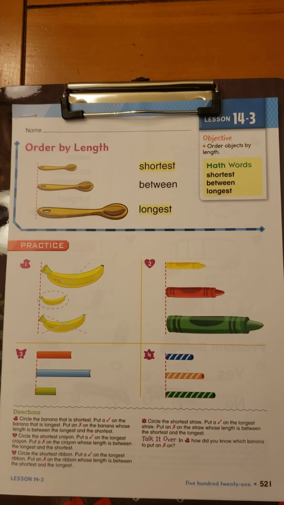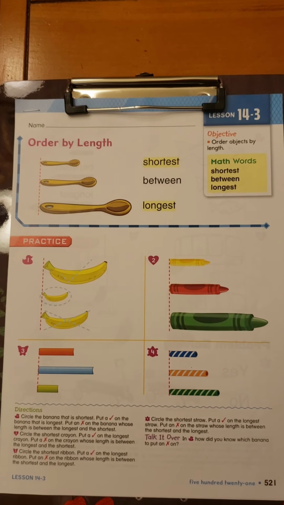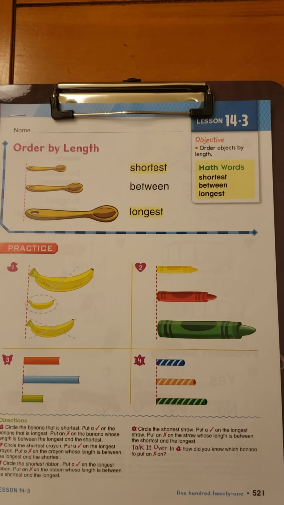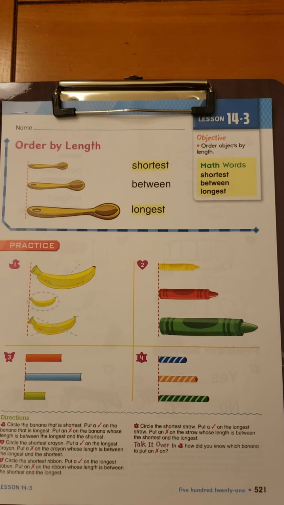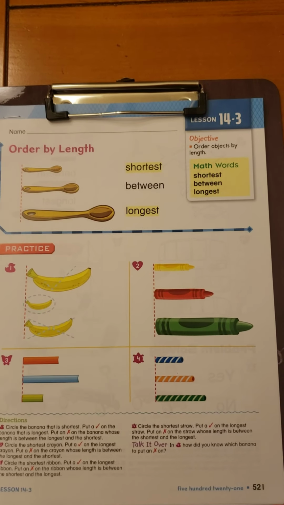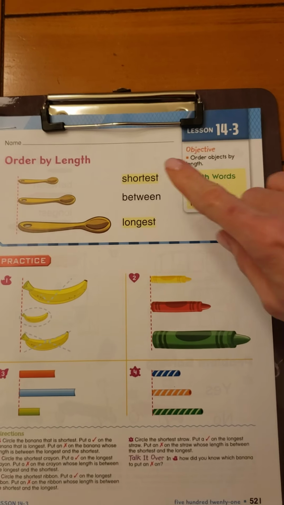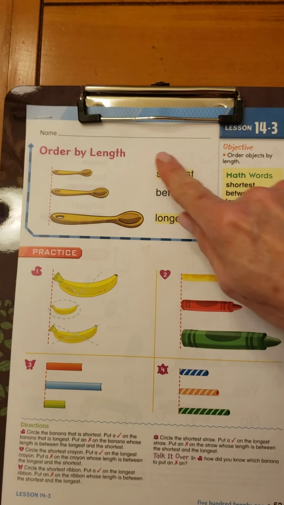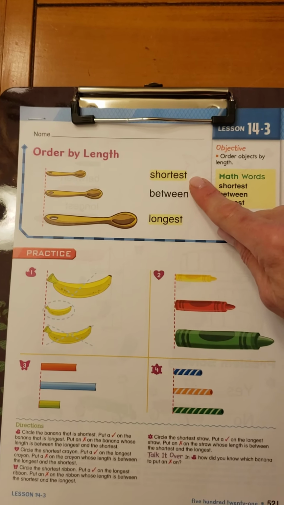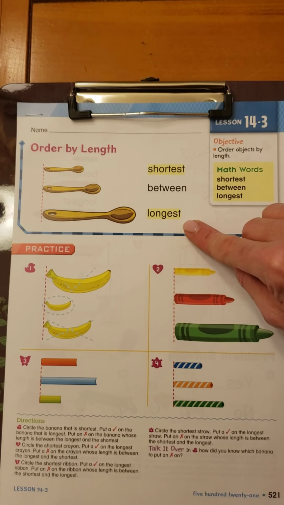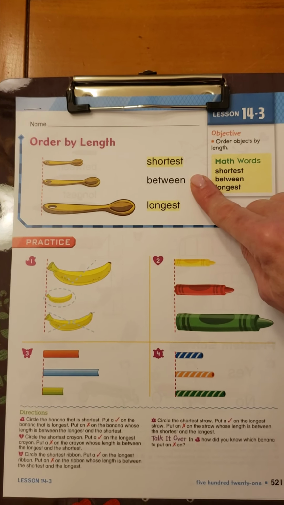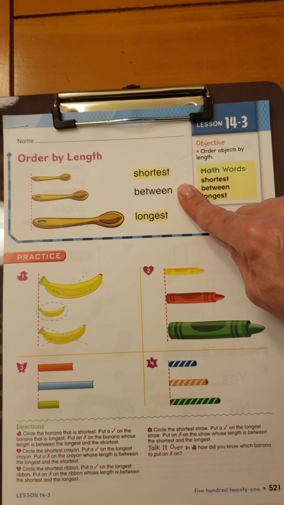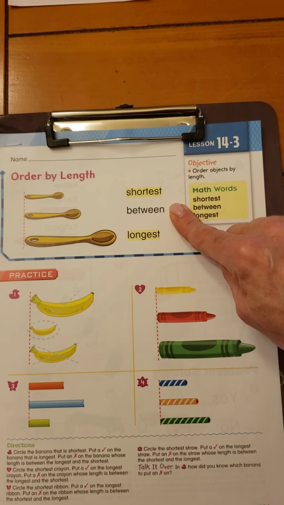Hi boys and girls, today in math we're going to be looking at how to measure, and we'll be looking at the attribute of measuring by length. Let's go ahead and look at the top of our page where it says order by length. You'll see the shortest spoon, the longest spoon, and the spoon whose length is between the shortest and the longest. Let's talk about this just for a moment.